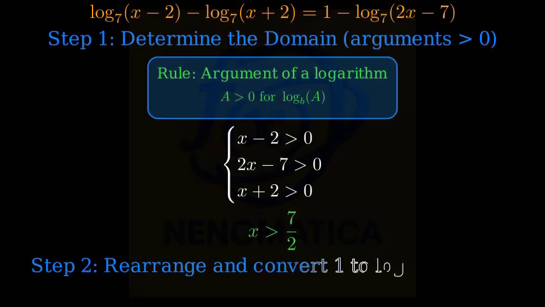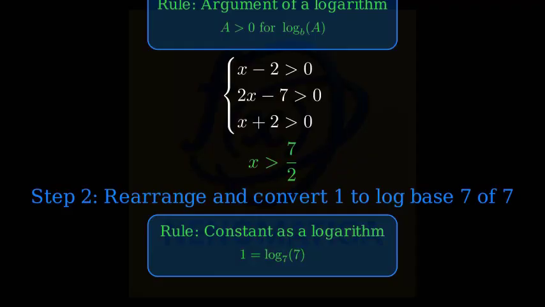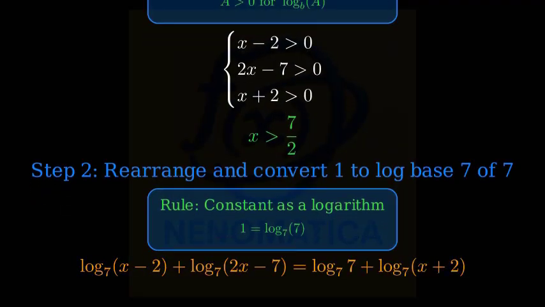Step 2. Rearrange so logs are on corresponding sides, and rewrite the constant 1 as a logarithm. We use the identity k equals log base b of b to the k, so 1 equals log base 7 of 7. Move the negative log base 7 of 2x minus 7 to the left, and place 1 as log base 7 of 7 on the right.